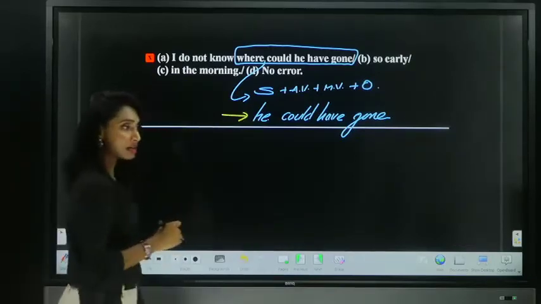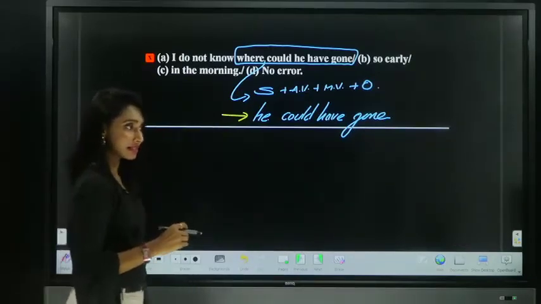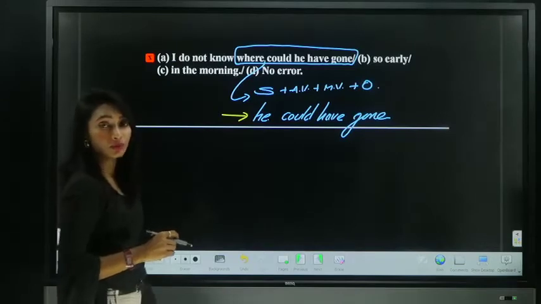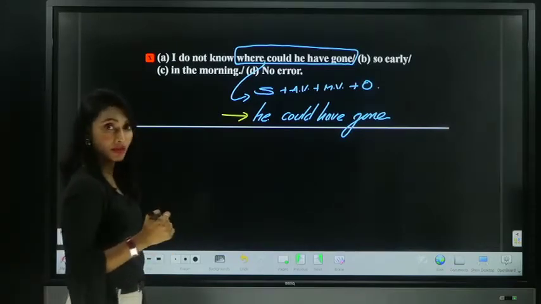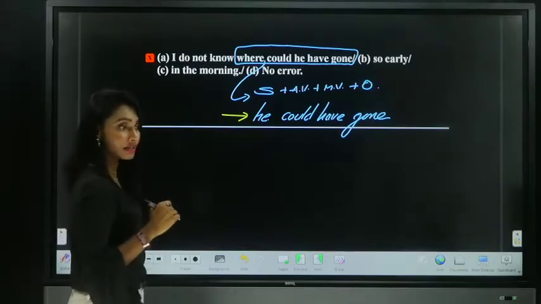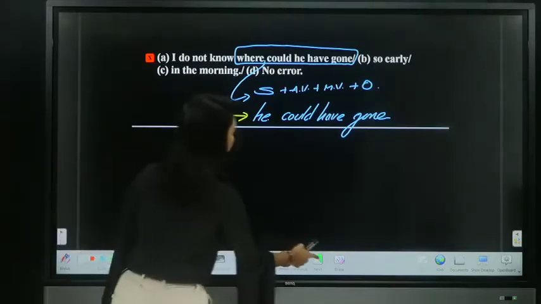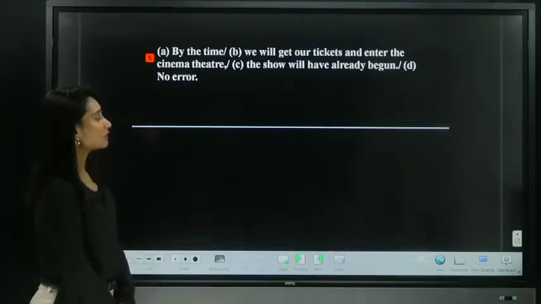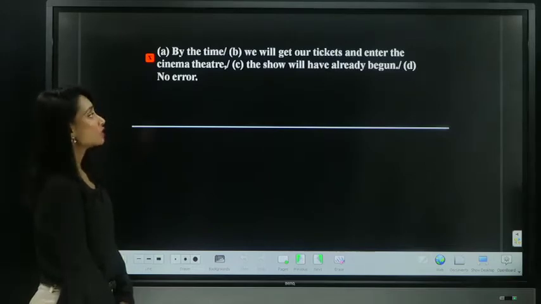So Angela and Sunny both are correct. Yes, he could have gone. Where he could have gone. Yes, option A. So both are correct. And Swapna, you are also correct. It is option A, but try to give an explanation like Angela did. So good job, guys. Keep going. Now look at the next one. By the time we will get our tickets and enter the cinema theater, the show will have already begun.